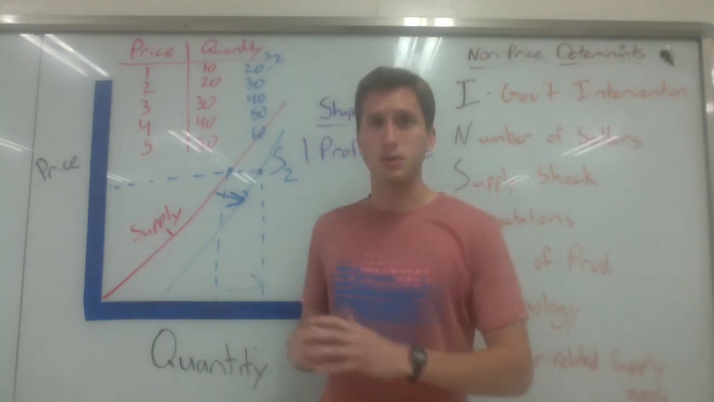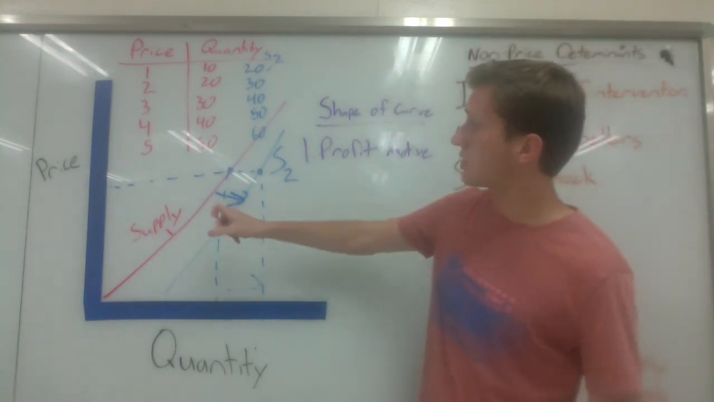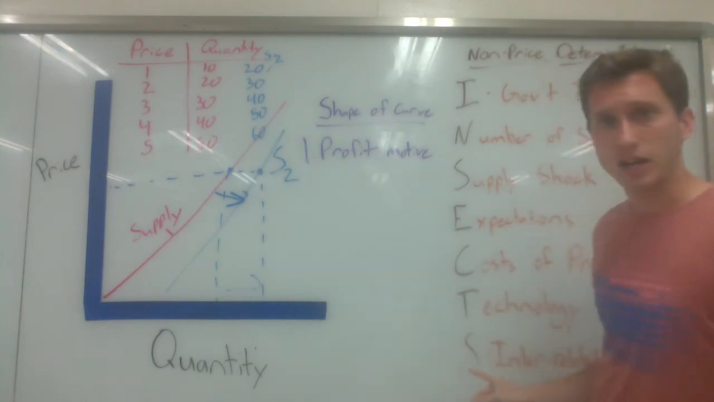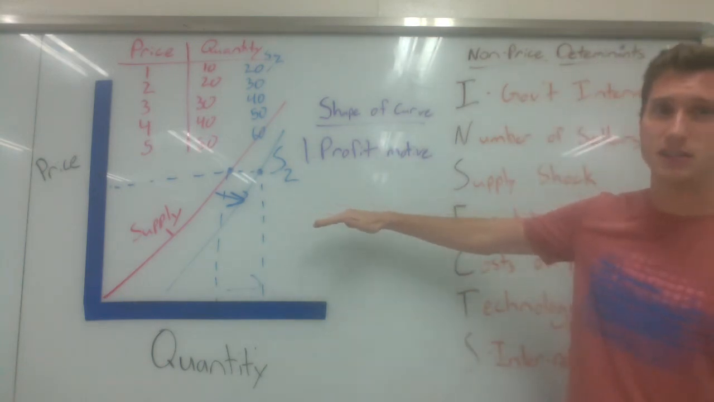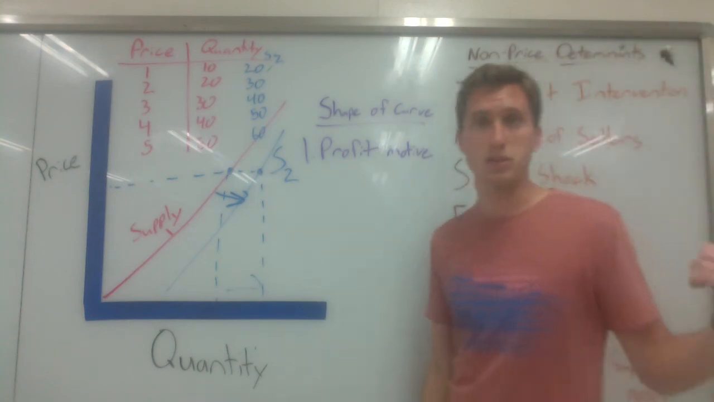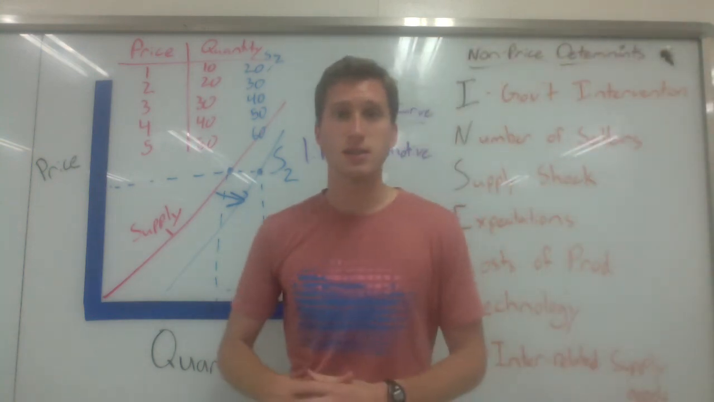This is it for supply. Be sure to know that if we're changing price, it's a movement along the curve. If one of these things is changing, that means we're holding price constant and shifting supply. This will be INSECTS. The other one was demand. Know those for the test, and that's all.